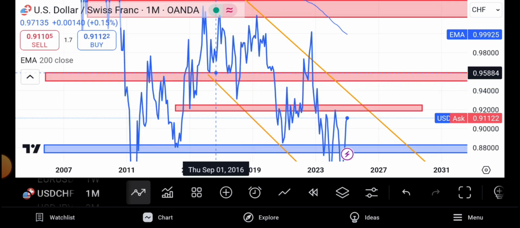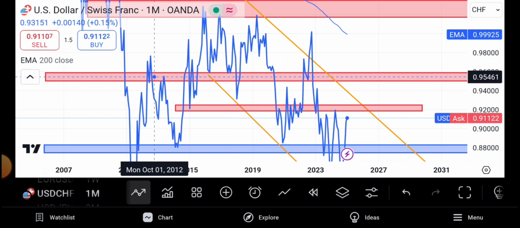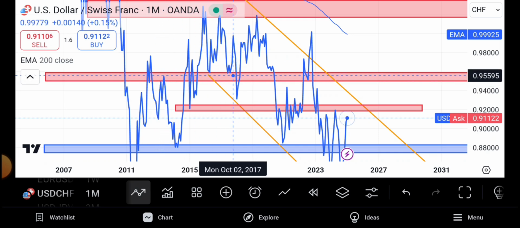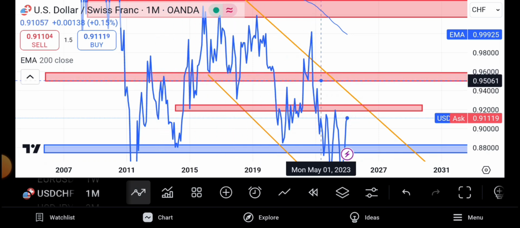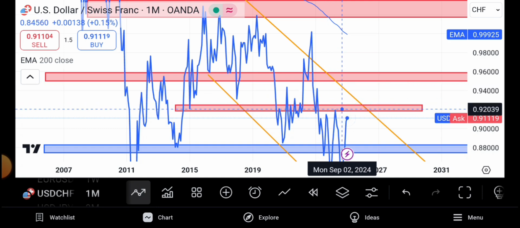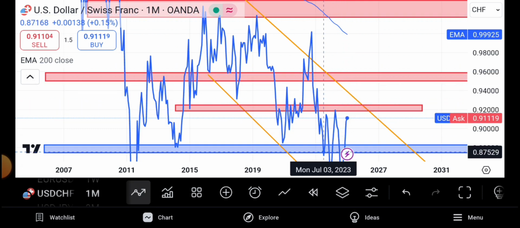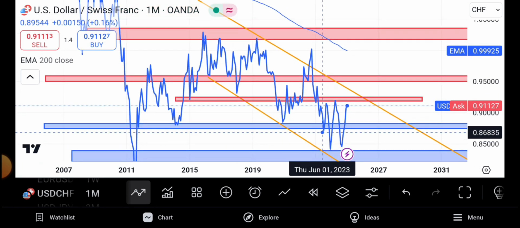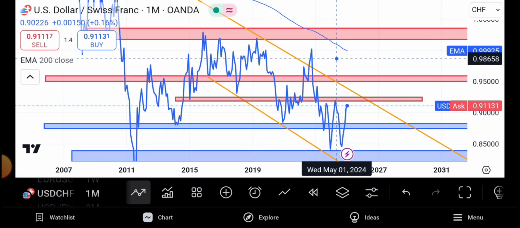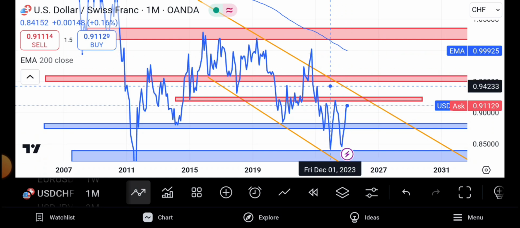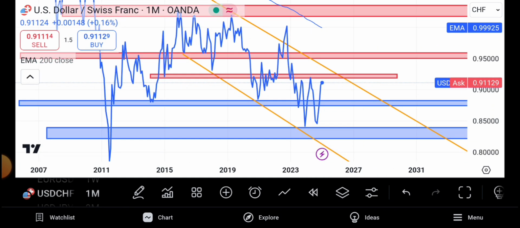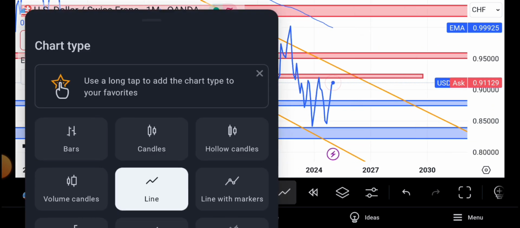You can see clearly it was touched here, touched here, touched here. Are we together? So this zone is of great importance also. So these two zones, this is the resistance supply zone. Kindly draw or mark this zone in your chart. So let us continue. Remember, this is the monthly time frame.